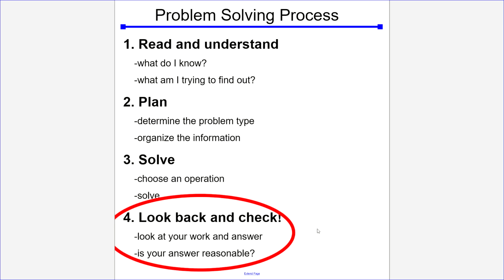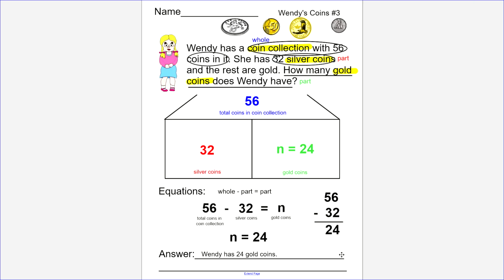The last step in our problem-solving process is to look back and check our work. We're going to look at our work and our answer, and we're going to ask ourselves, is our answer reasonable? Let's go ahead and look back and check this problem. I like to start with my bar diagram and make sure that the numbers I put in my bar diagram match the story problem. My whole was 56 total coins. Yep, that matches the story problem. And the part I knew was 32 silver coins. Yep, that matches the problem.